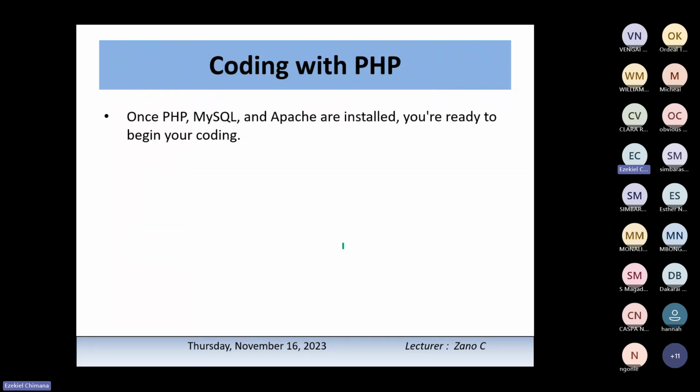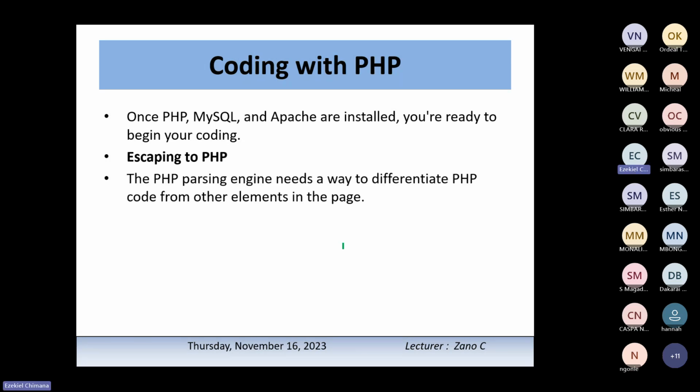So let's look at coding with PHP. Once PHP, MySQL, and Apache are installed, you are ready to begin your coding. Like I said earlier, you need a server to be able to run PHP. So how do you escape to PHP? You want to code PHP, maybe you created an HTML file, which will give you the structure of the what? Of your web page, and now you want to run the PHP. How do you do that?